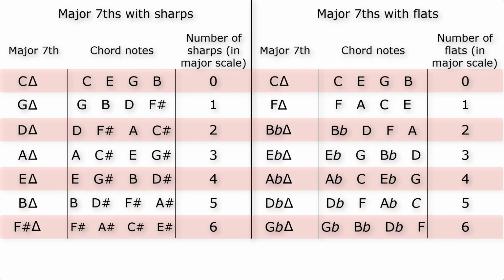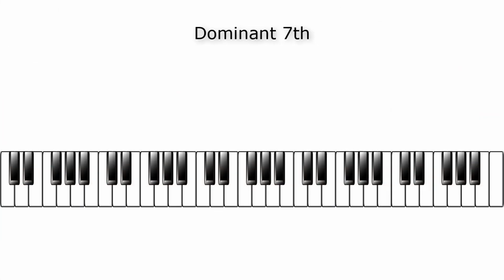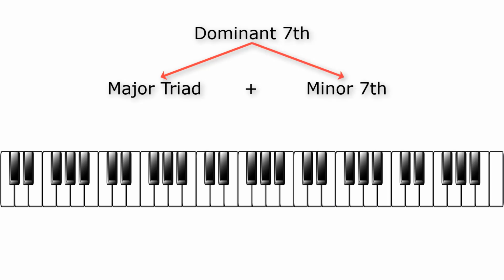Let's talk about dominant seventh chords. A dominant seventh chord consists of the major triad with an added minor seventh. So the only difference with the major seventh chord is the seventh. The major seventh chord had a major seventh. The dominant seventh chord has a minor seventh.